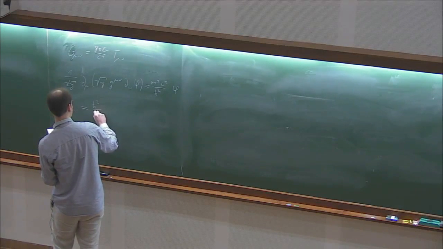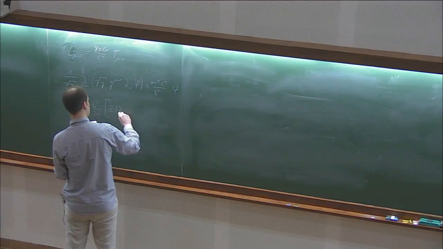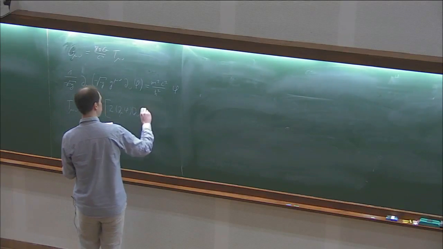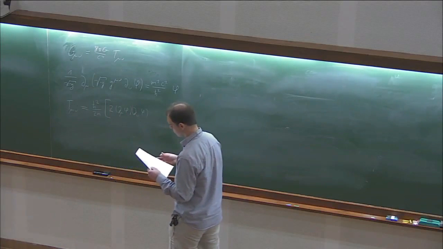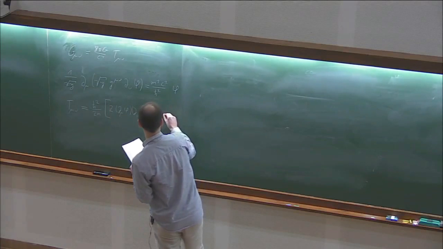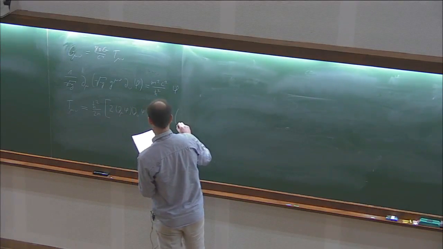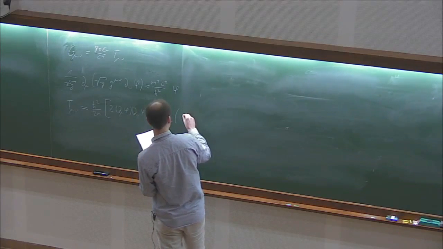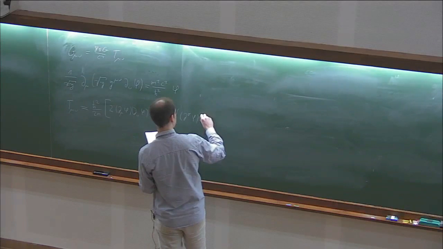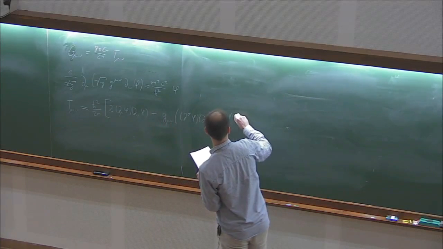be h bar squared divided by 2m, 2 d mu phi. I do it for a real valued field here. In principle, you can do the same for a complex field, and you end up with the same result essentially. G mu nu d sigma phi d sigma phi plus m squared.